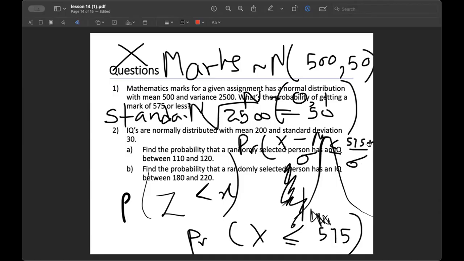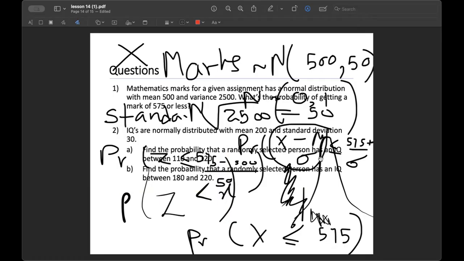575 minus mu, mu means 500, divided by sigma means 50. So this left side panel will be Z, and Z is less than or equal to, for the right side you can have the value 575 minus 500 divided by 50. Is it clear what I'm doing here?